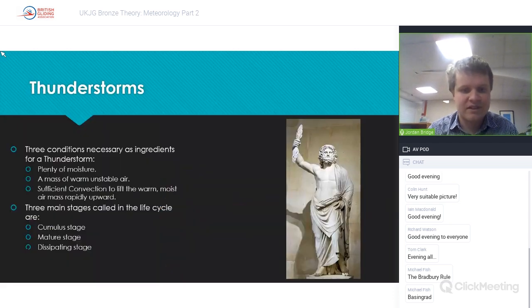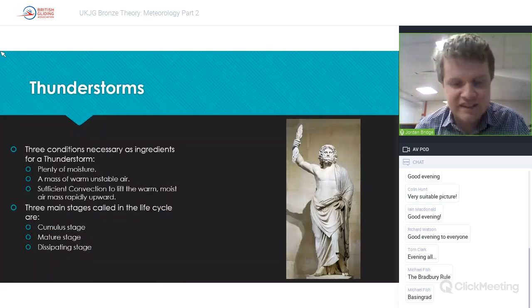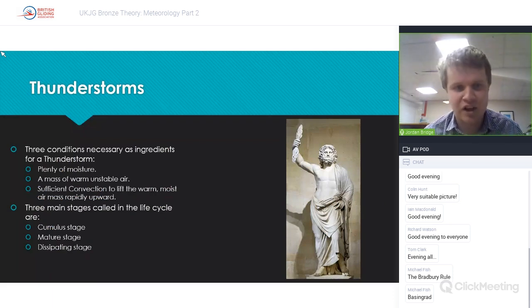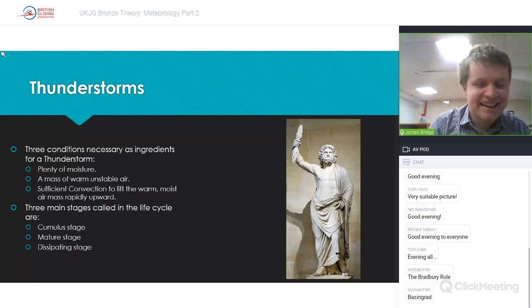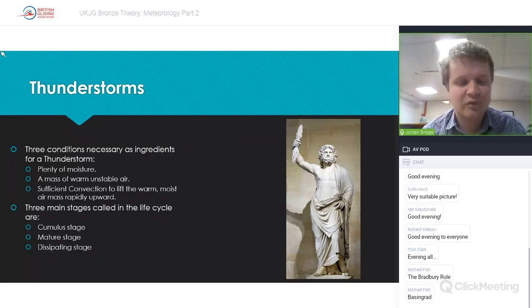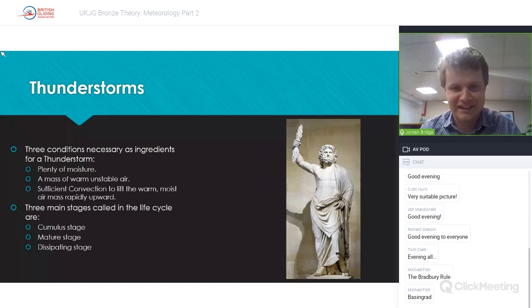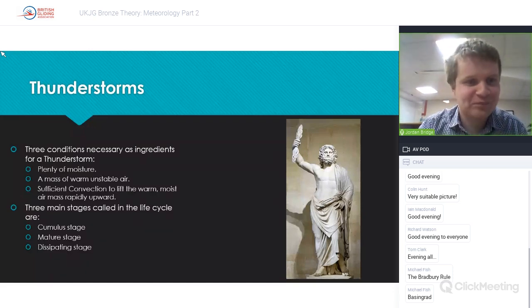And bringing on to thunderstorms, there's Zeus, the Greek god of lightning, I think, or is it, yeah, I think it's lightning. My Greek followers in here will probably be able to confirm that, but I know I've got thunder. I think he is from memory.